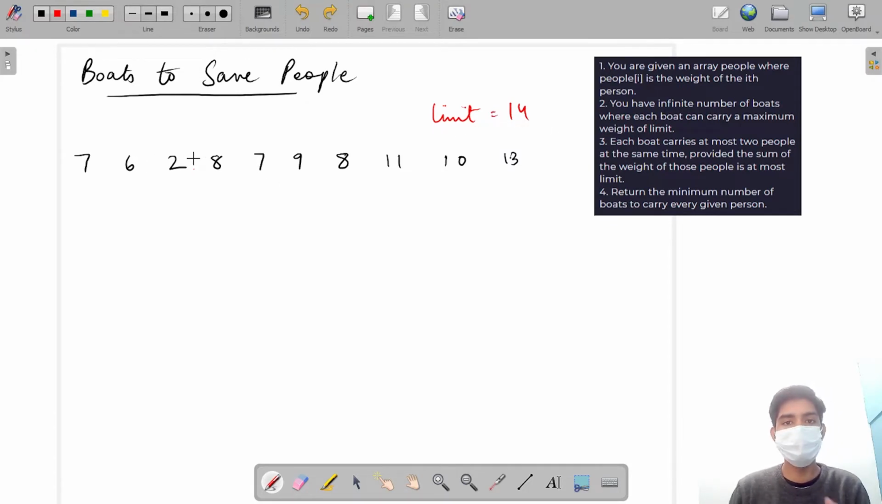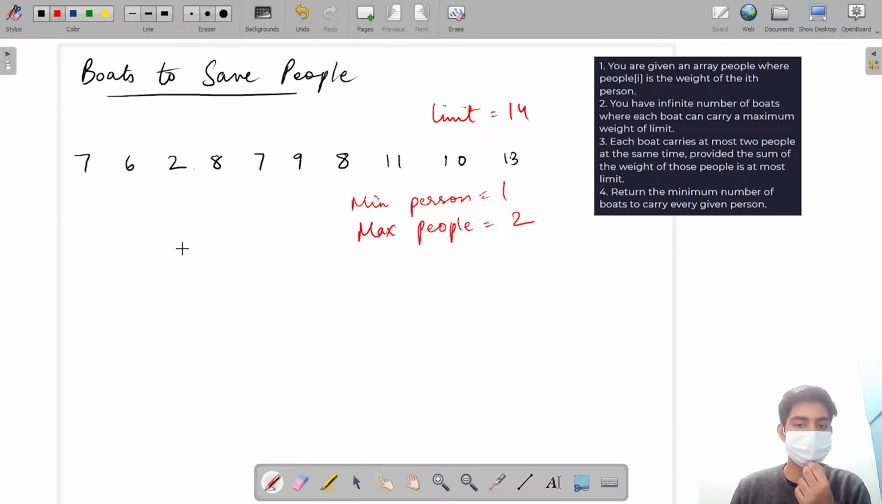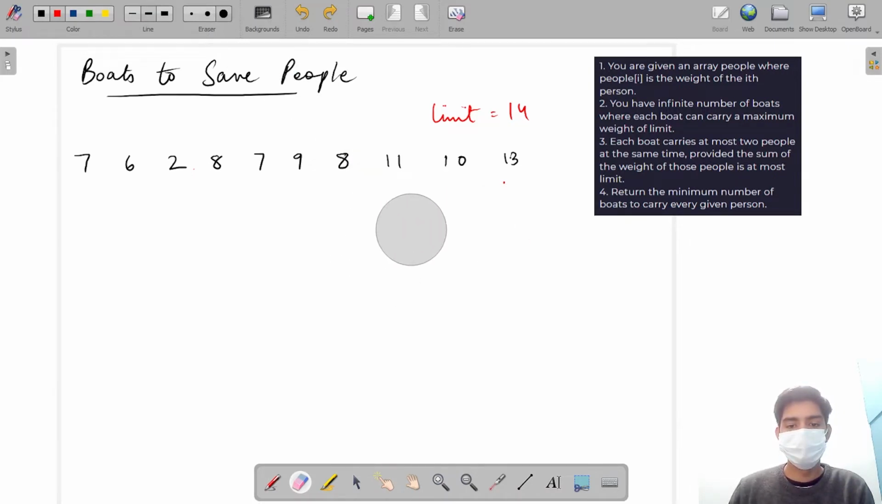And if we are putting people on the boat, the maximum number of people that can go on a boat is 2. The minimum number of people is 1. I can only have one single person on a boat, or at most two people on the boat, and their sum should be less than or equal to my limit. This is the condition. So this is my question, and I hope you understand the question.